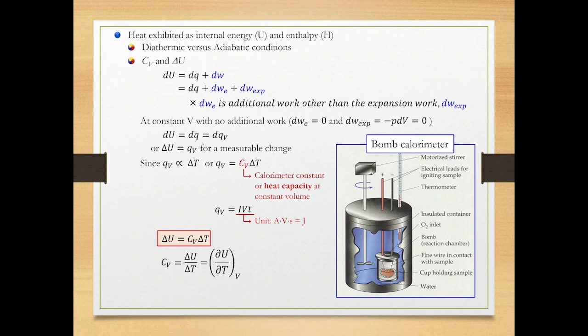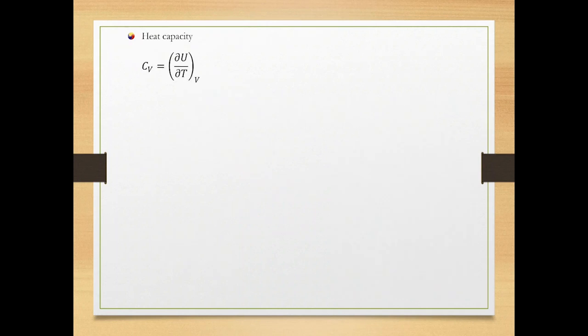Heat capacity is a physical property of matter that is defined as the amount of heat to be supplied to an object in order to produce a unit change in its temperature. Heat capacity at constant volume is expressed mathematically as the first partial derivative of internal energy with respect to temperature under constant volume condition. It is an extensive property.